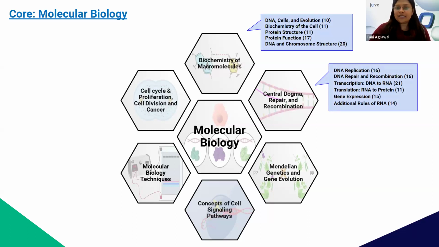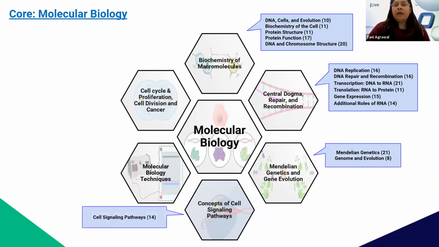recombination, transcription, translation, etc. Here, I would also like to mention that you will see a small number written next to each chapter name within parentheses. This indicates the number of lessons within that chapter devoted to these topics. So coming back, we have 2 chapters dedicated to understanding Mendelian genetics and gene evolution.